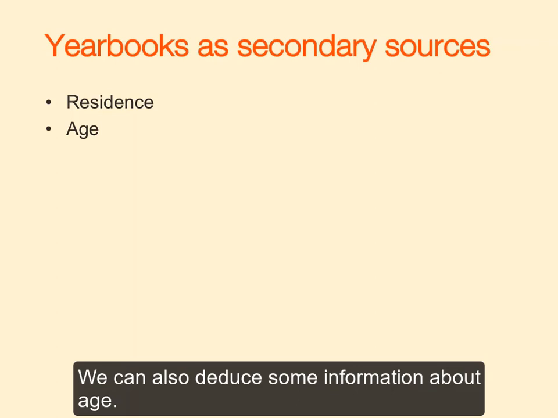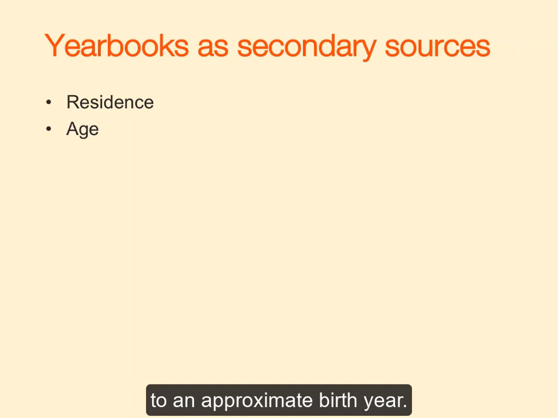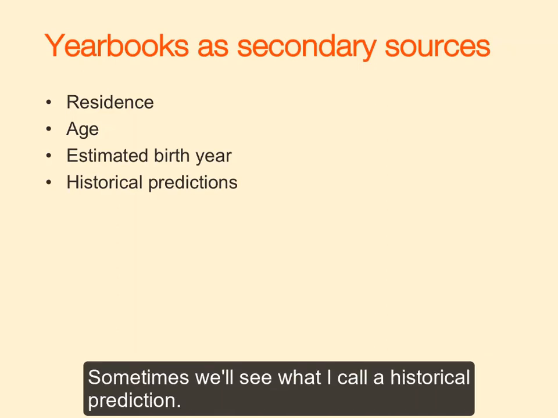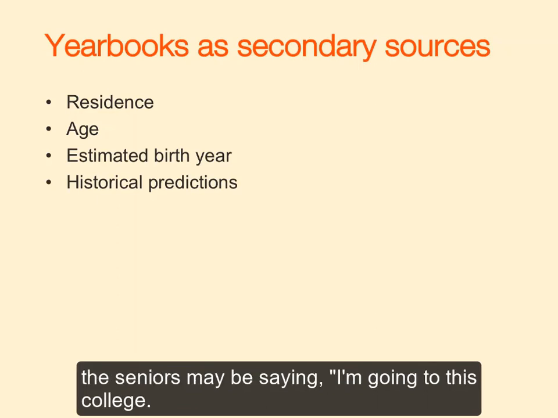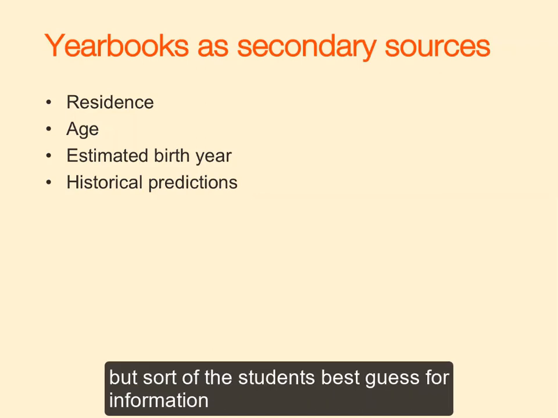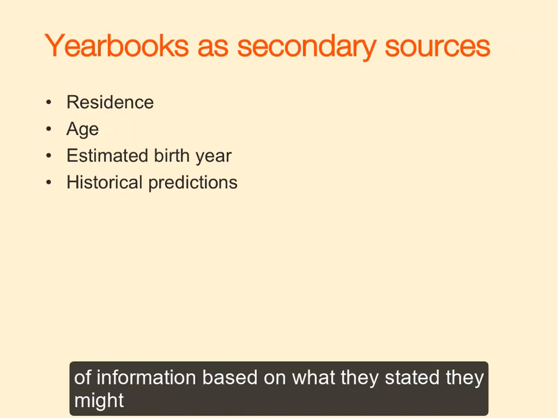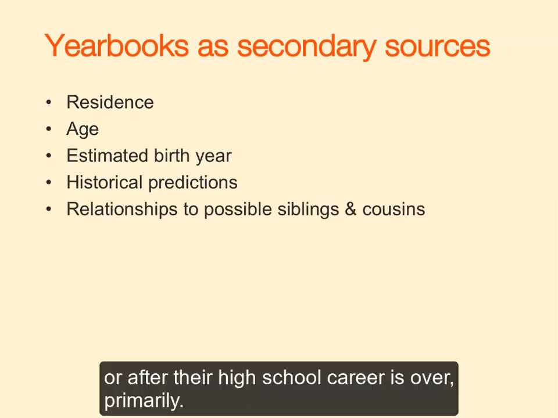We can also deduce some information about age. So we generally know the age of when the students attended the various grade levels, and we can do some easy math to get back to an approximate birth year, and I'll show an example of that in a little bit. As I mentioned, we can estimate birth year. Sometimes we'll see what I call a historical prediction. So an example may be in the senior class section, the seniors may be saying, I'm going to this college, I'm going to join the Army. These are things that haven't happened yet when the yearbook was published, but are the student's best guess about what they were planning to do. Not that those events all came to pass, but they can certainly lead us to look for other sources of information based on what they stated they might want to pursue after their high school career is over.